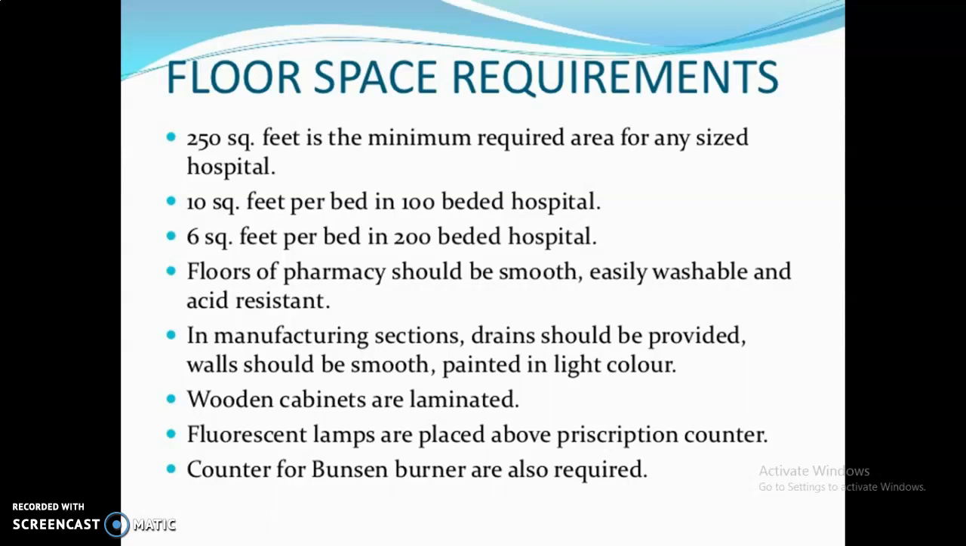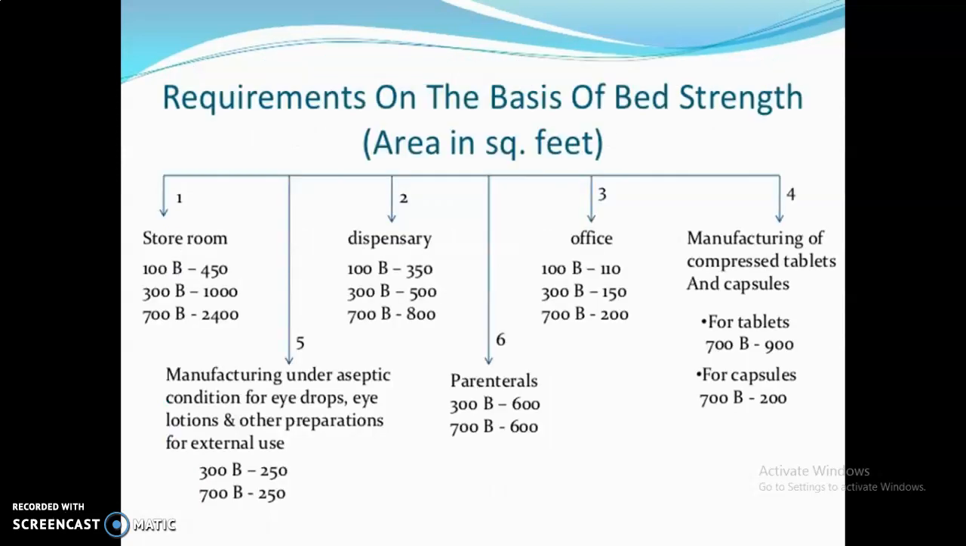From that point onward, basic estimates range from 10 square feet per bed in a 100 bed hospital, 6 square feet per bed in a 200 bed hospital, and an average of at least 5 square feet per bed in larger hospitals. Teaching hospitals do not require larger space. In manufacturing sections, drains should be provided, walls should be smooth and painted in light color, wooden cabinets are laminated, fluorescent lamps are placed above the prescription counter, and a counter for Bunsen burner is also required.